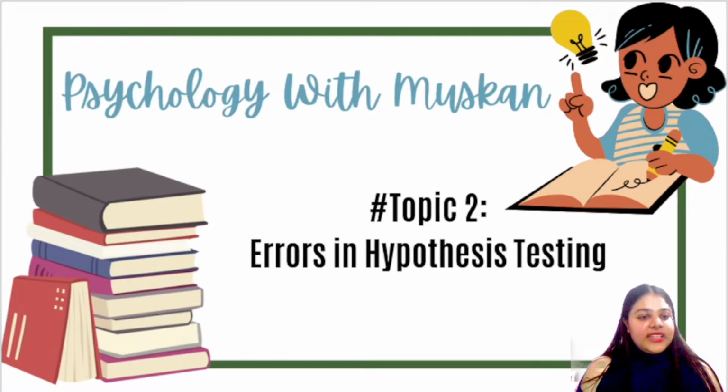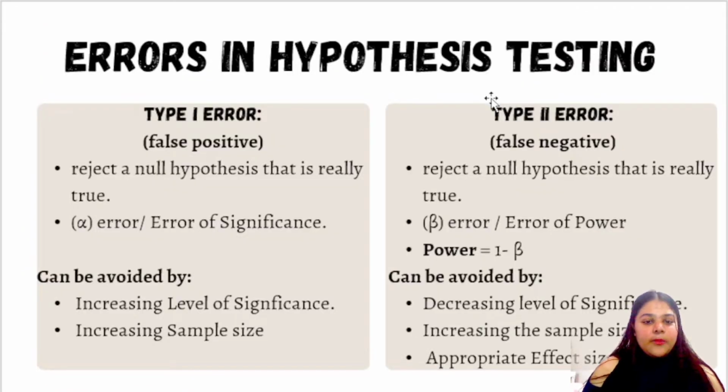I am Muskan, and today we will be covering our topic, errors in hypothesis testing. So, in psychology, there are majorly two errors in hypothesis testing that we talk about, but there are more errors. I am going to begin by discussing type 1 error.